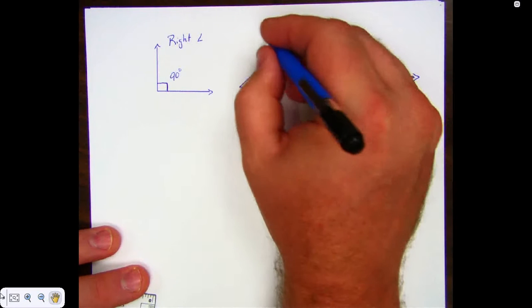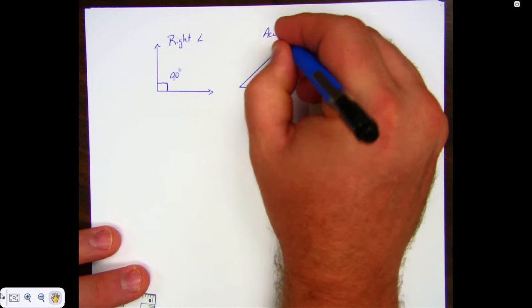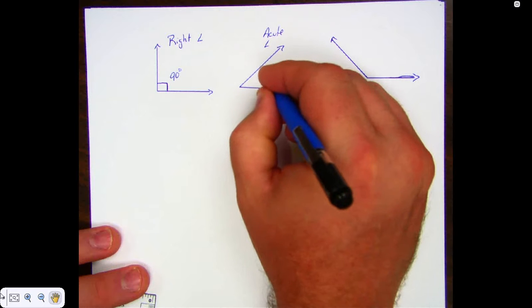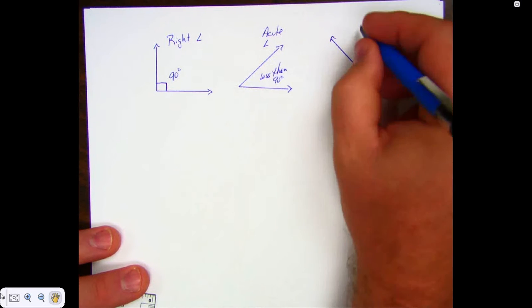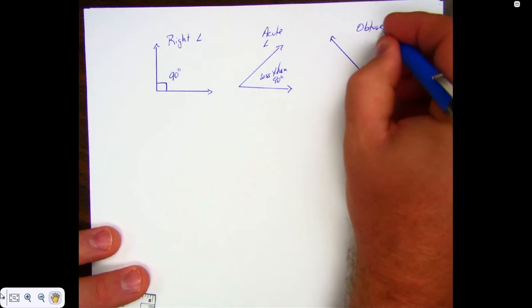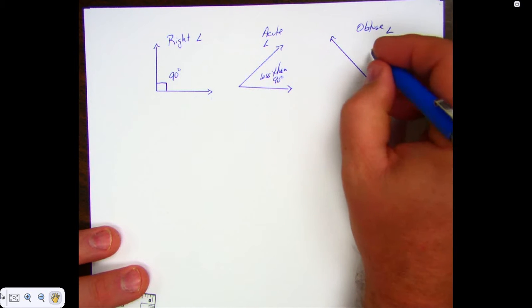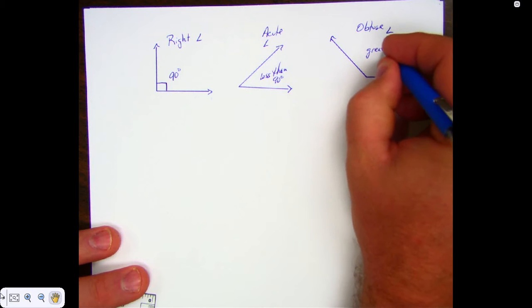What is this one called? Acute. Acute angle. It means it's less than what? 90. And this is what? Obtuse angle, which means it's greater than 90.